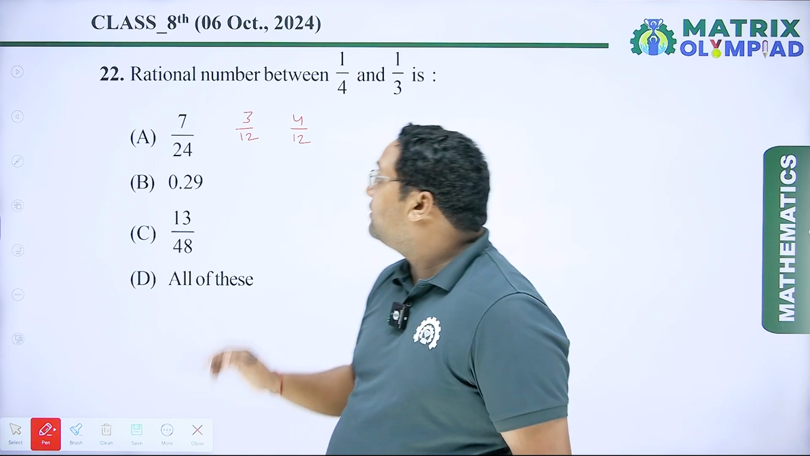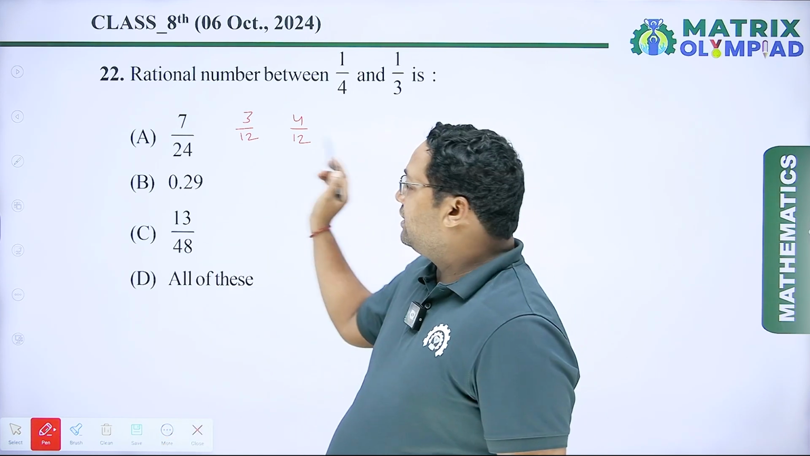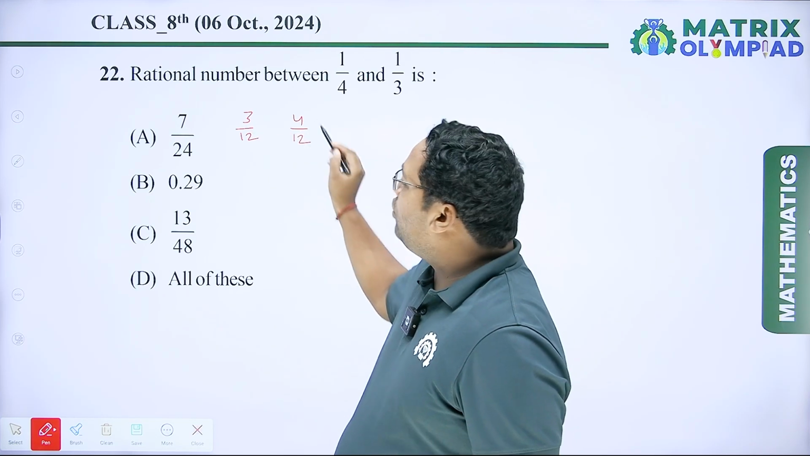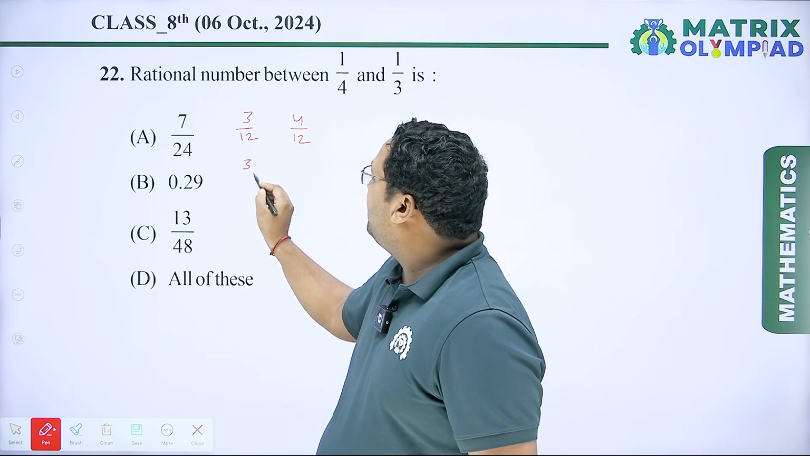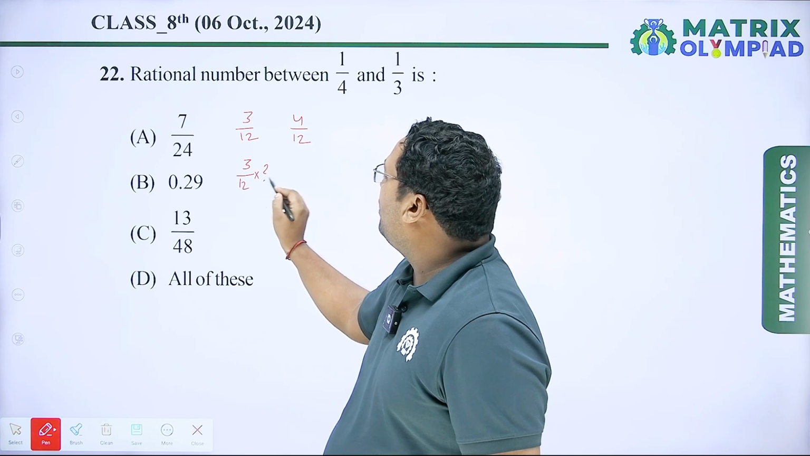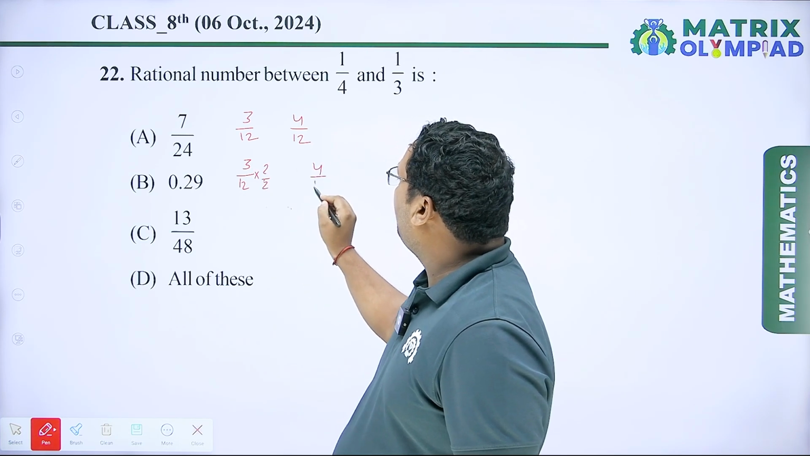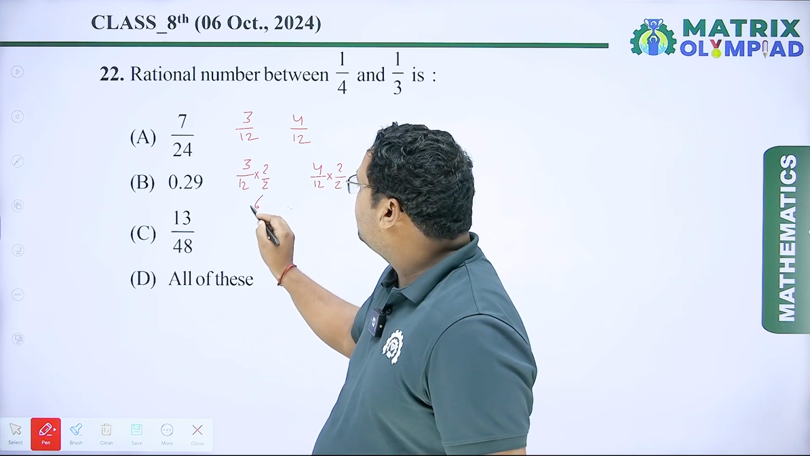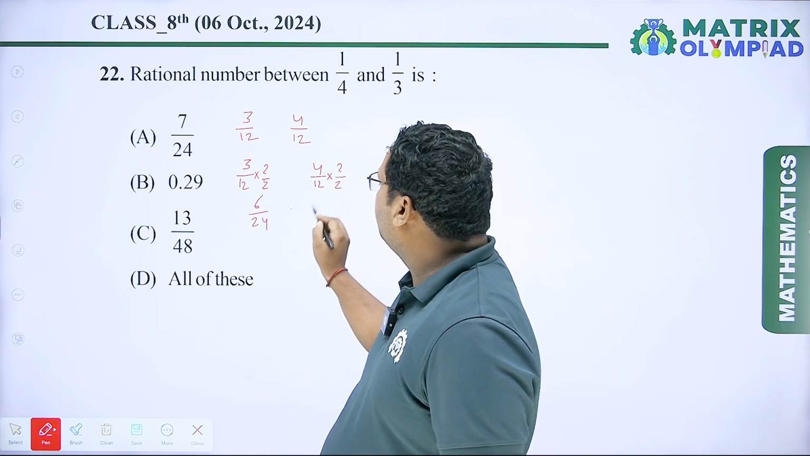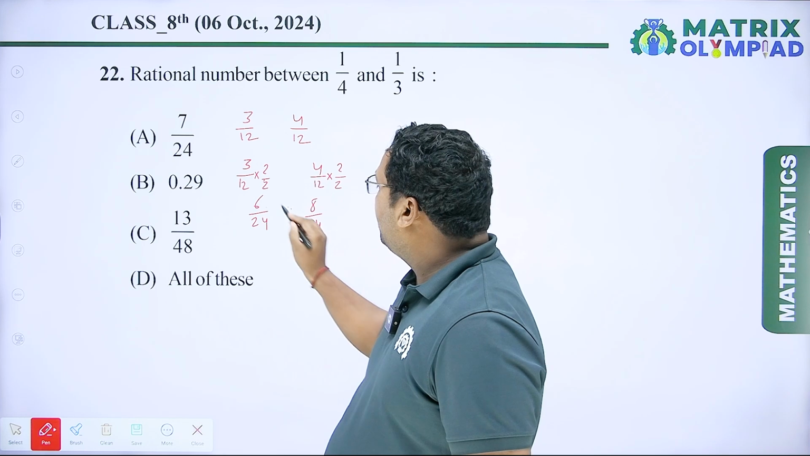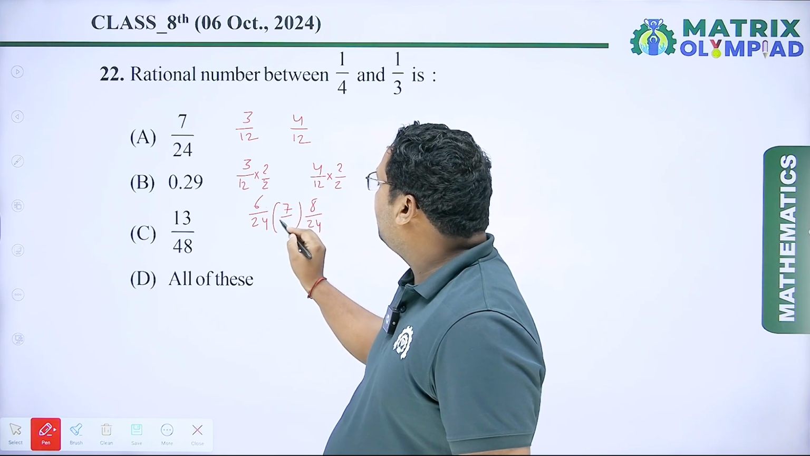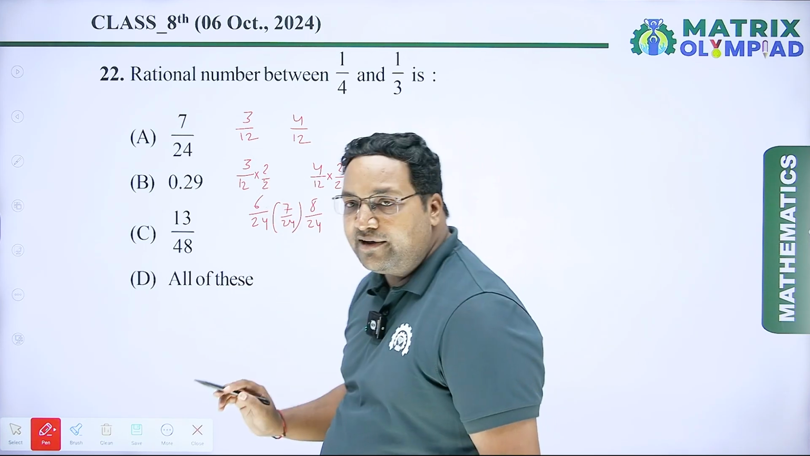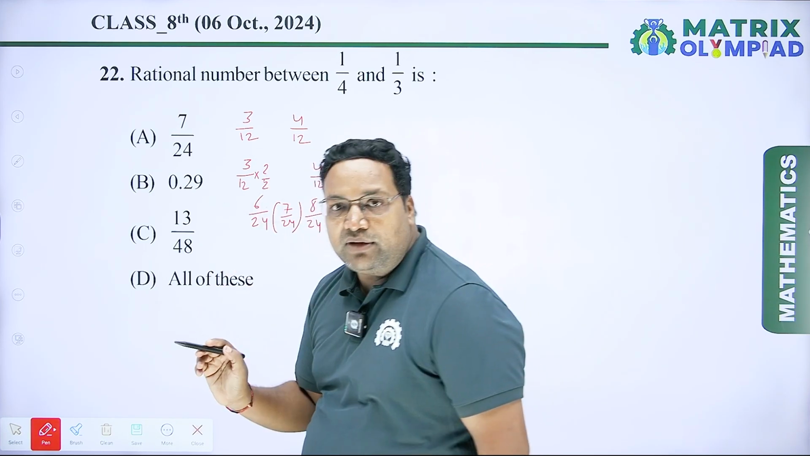We have to calculate a rational number between these two numbers. So we have to multiply by 2 this fraction and this fraction. So we will get 3 upon 12 into 2 upon 2 and 4 upon 12 into 2 upon 2. So this is 6 upon 24 and this is 8 upon 24. In between this number is 7 upon 24. So it is a rational number between these two numbers. So this is right.